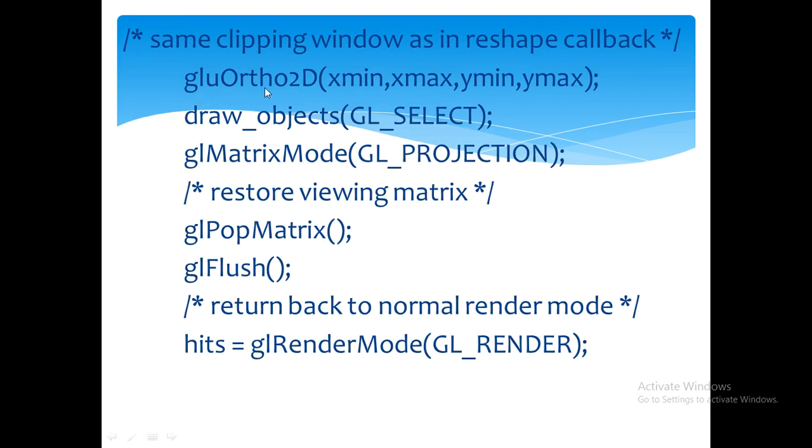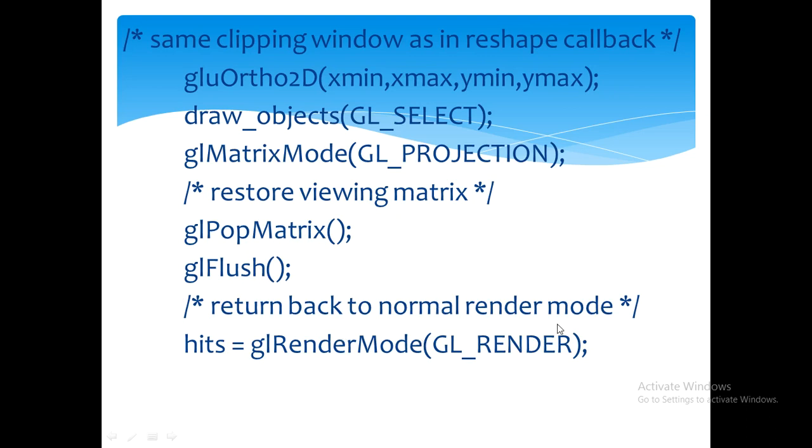GLU ortho 2D, X minimum, X maximum, Y minimum, Y maximum, then draw the objects. GL draws the objects, taking from the name buffer one by one, using the GL select constant, an OpenGL constant. Then GL matrix mode, GL projection. Then restore the viewing matrix, meaning whatever the original viewing matrix was, you restore it. GL pop matrix, GL flush.